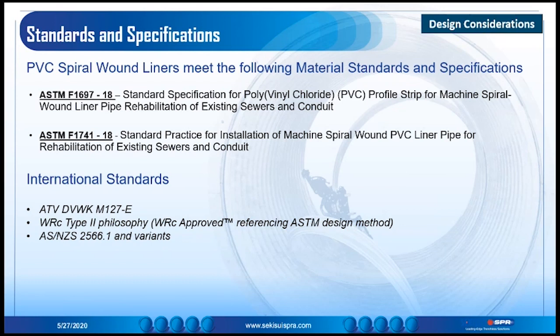As we work with our installers and their customers for spiral wound rehabilitation, one of the first questions we must get answered is the condition of the existing host pipe. In most cases, through line assessments, it has been determined that the pipe is in a condition where it is at or close to the end of its useful life.